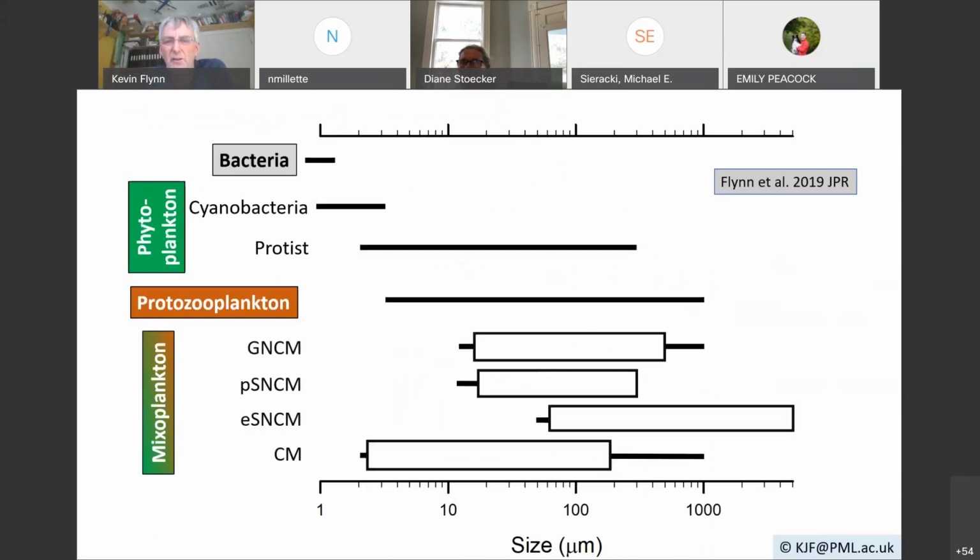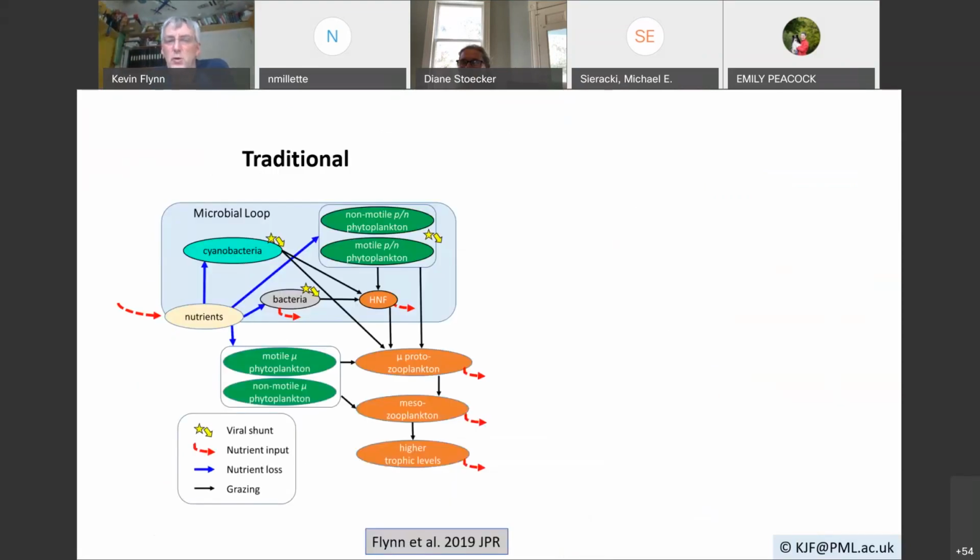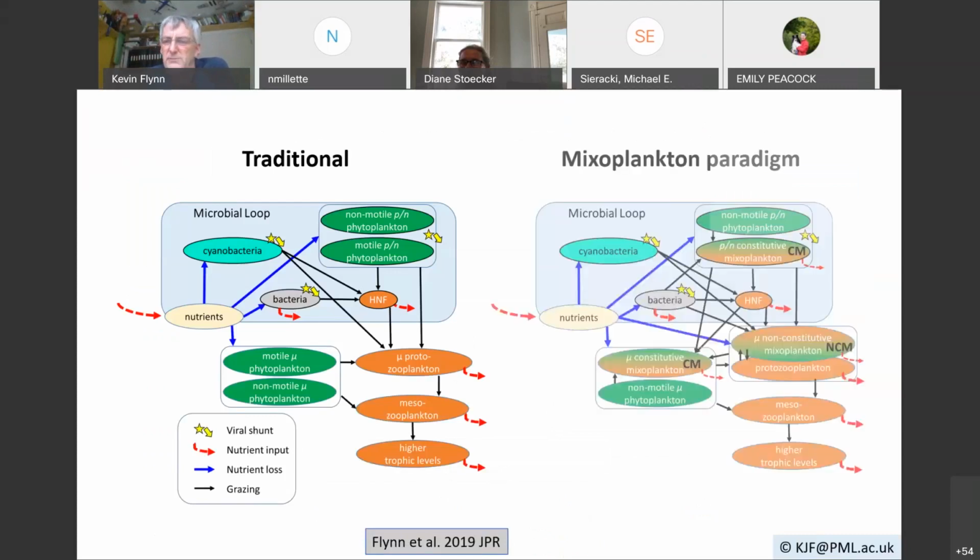Size ranges, they cover the whole size range, from the smallest protists to the largest ones. So they're not confined to just one group allometrically either. From a food web point of view, we go from this level, which I call traditional here, of course I've already included the microbial loop and the viral shunt, to this level of complexity. And now we can see things labeled up in different ways, with different trophic implications.